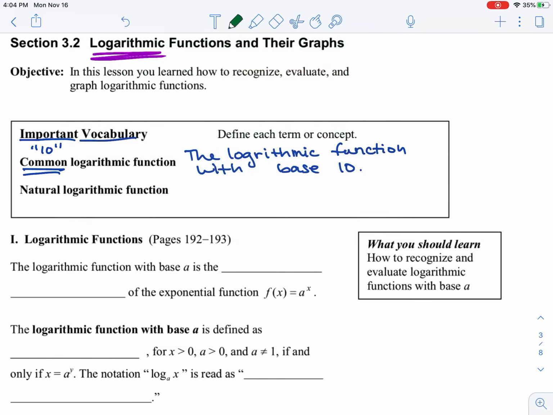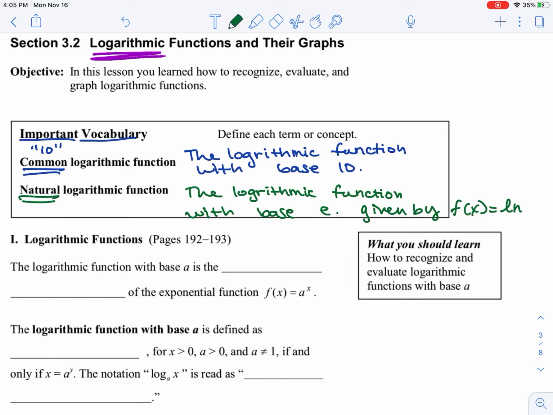And then the natural logarithmic function is the logarithmic function with a base e. And it's also given by f of x equals ln of x, as long as x is greater than 0.